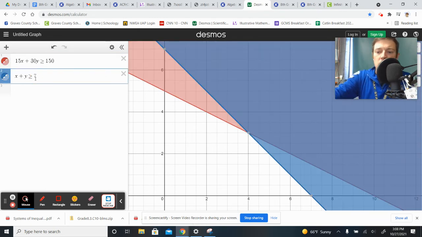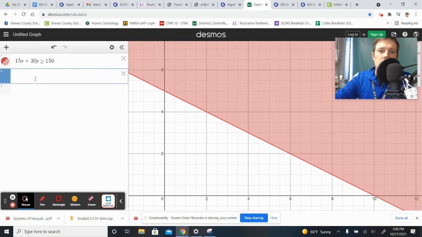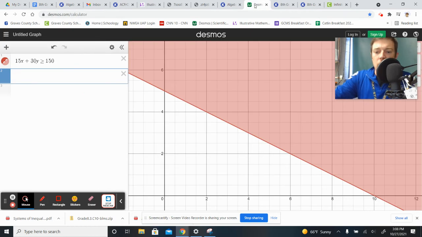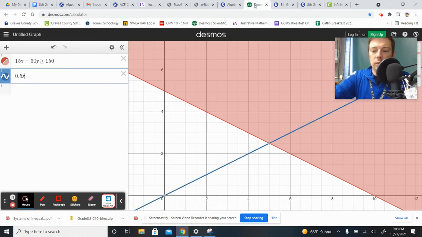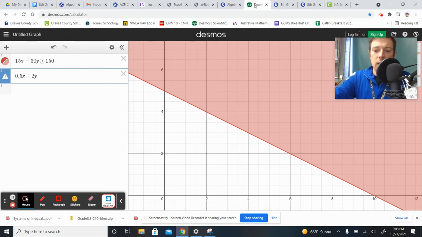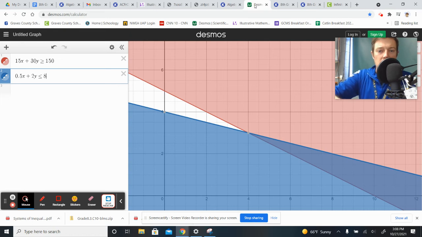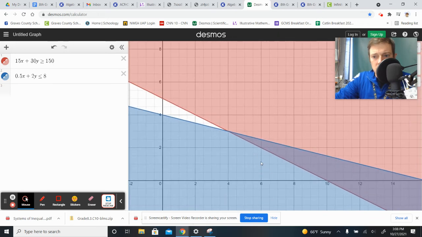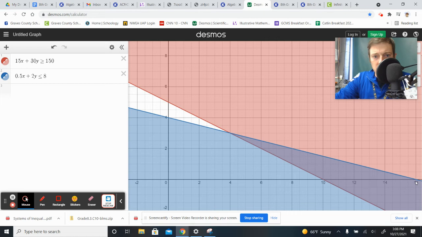All right, let's jump over to the other one. The other one that we wrote says half of an x plus 2y, so half of an x plus 2 colorings. We need to keep that under or equal to 8 hours because that's how many hours in a day she has. All right, I think we've got a pretty good window here. Maybe we can back up just a little bit. Okay, it looks like that one crosses at 16.